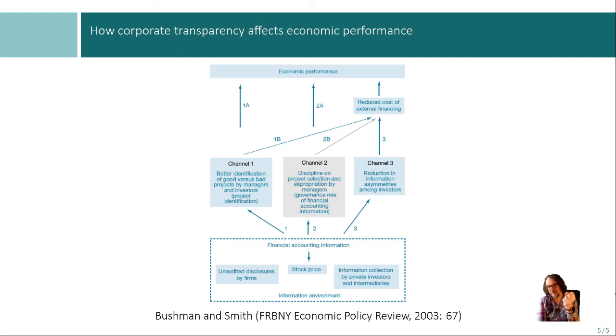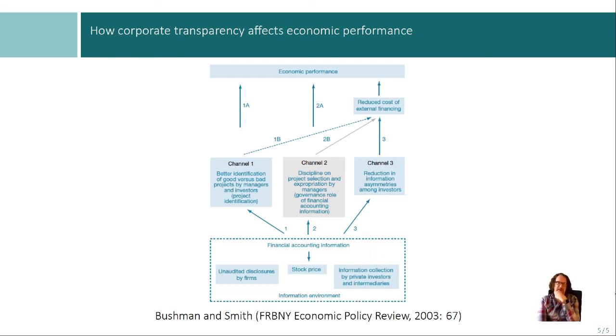So, market for lemons idea. If you have better information, then you make better decisions. The next channel here, channel 2, is closely related, but speaks to the question of once you have made an investment decision, how can you make sure that this investment decision is actually being carried out in an efficient way? So this is very much about moral hazard, right?